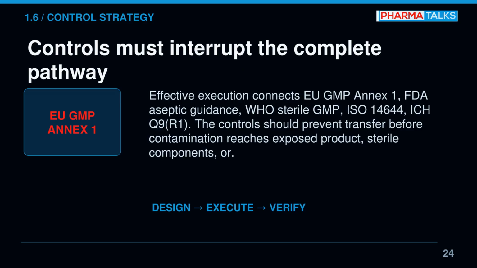EU GMP Annex 1, FDA Aseptic Processing Guidance, Sterile Product Guidance, ISO 14644, and ICH Q9 each support a different part of the control decision. The goal is not to collect the names of standards, but to convert their expectations into practical controls, justified limits, and reviewable evidence. Ultimately, the control must interrupt contamination before it reaches the product.